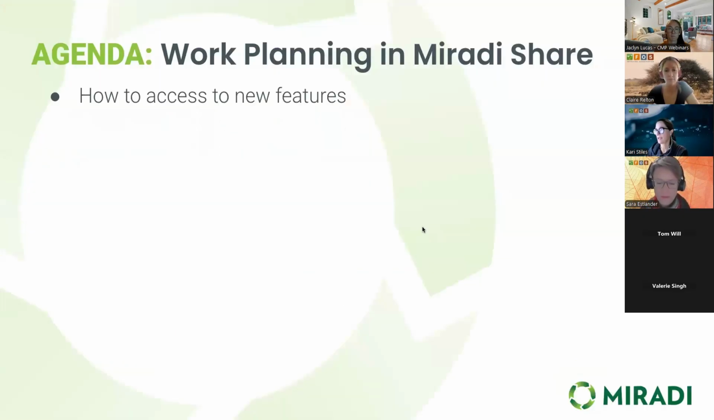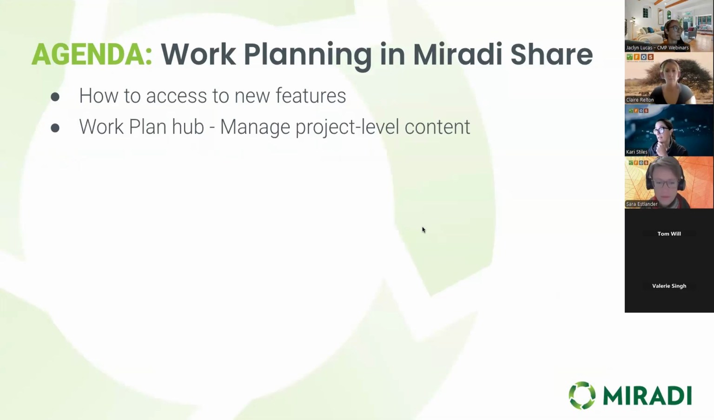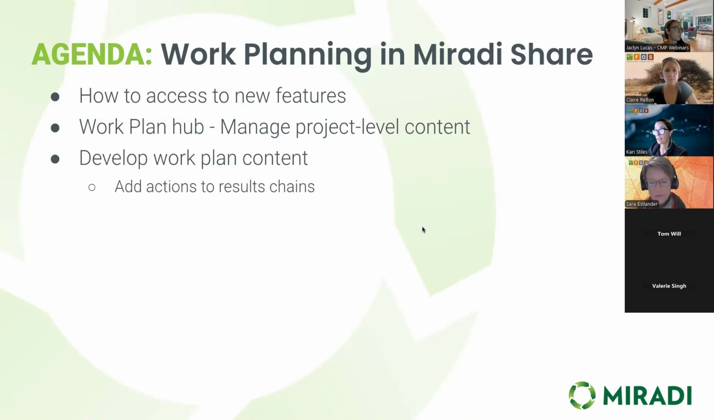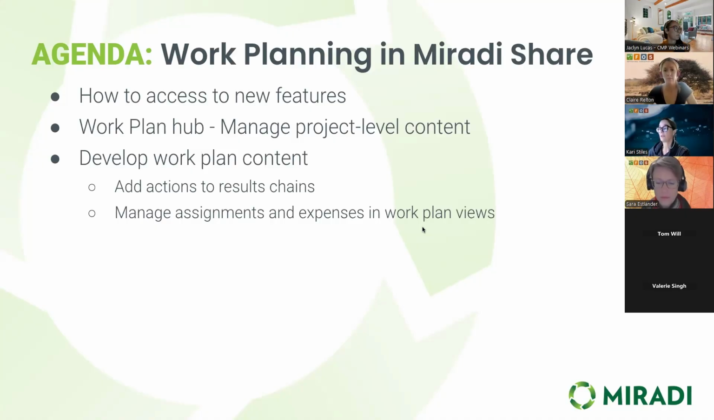So here we go. What we're going to talk about today: first of all, I want to mention which projects have access to the new features at this point, because some of you may not be seeing them right now. Then I'll introduce you to the new landing page, the work plan hub, where you can set some basic project level content that you need to set in order to do detailed work planning. Then we'll go through how to develop work plan content. I'm coming into this with the assumption that most of you know the basics of how Miradi works and how you add content. But just to make sure, I want to cover how you add content in results chains and then how you go into the new tools to manage detailed assignments and expenses.